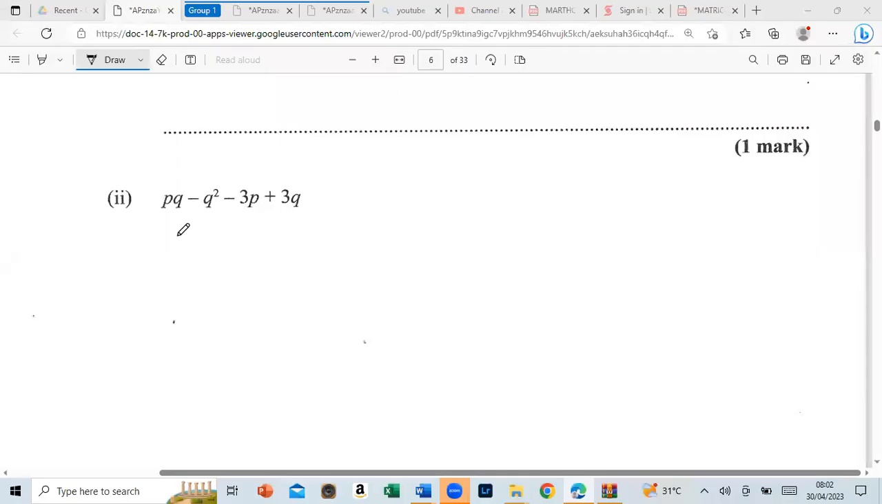All right, so same factorization. We have pq minus q squared minus 3p plus 3q. How do you guys approach this? Let's go. 2 minutes to do this, guys.